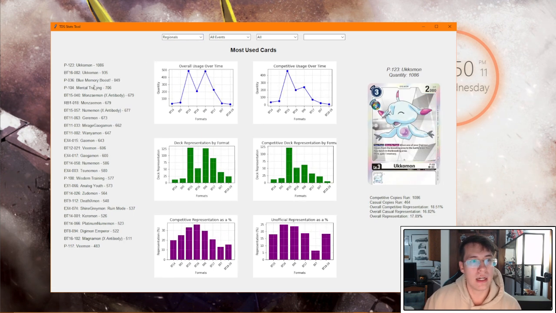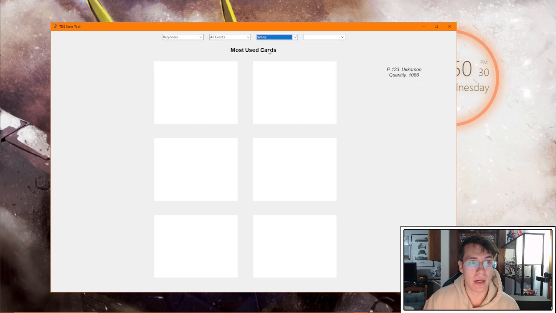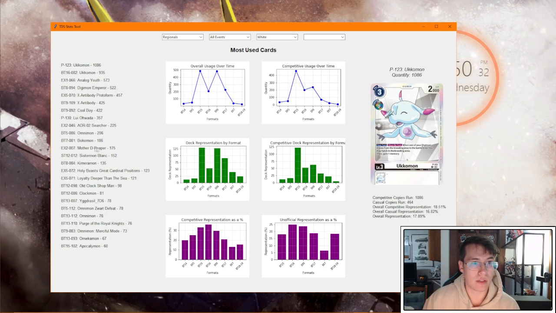And then we can filter by regionals information only. We see promo Ukomon becomes the most played card, and then we have Ukomon Blue Boast. This basically follows very similar structure to our all category, aside from the promo Ukomon being on top. Now, on top of this regionals filter, we can filter by color if we want. Let's say I want the best white cards in regionals. Well, there's all your best white cards from regionals.